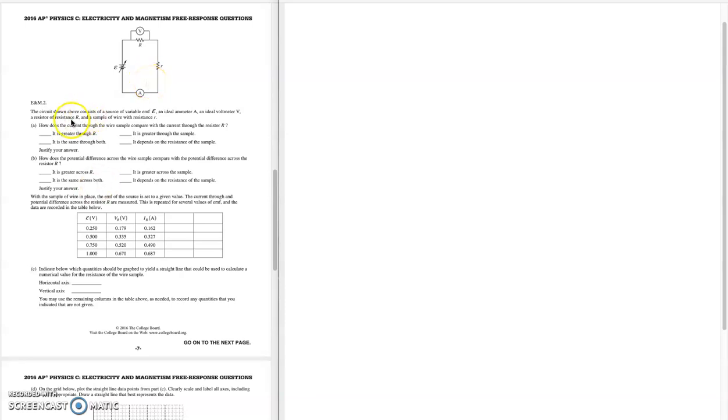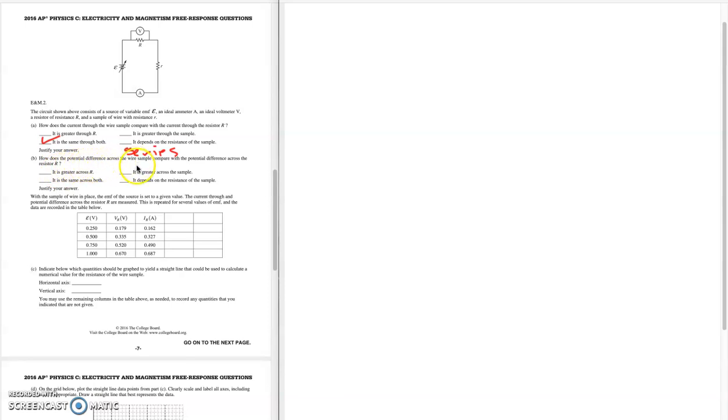All right, part A. How does the current through the wire sample compare with the resistor? Well, as you walk around the path, there is no option but to go through both the resistor and the wire sample, which tells us that these guys are in series. And things that are in series have the same current going through them. The voltages can be different, which brings us to part B.